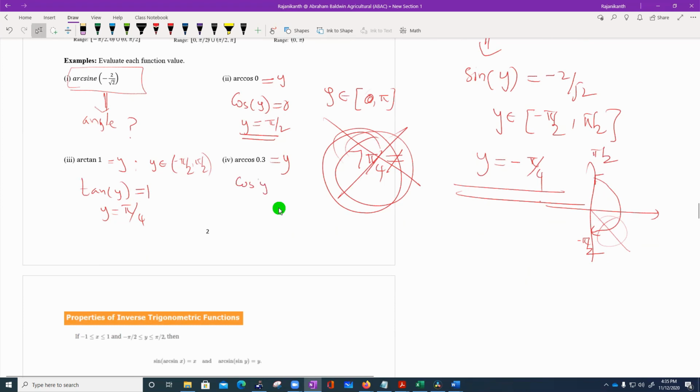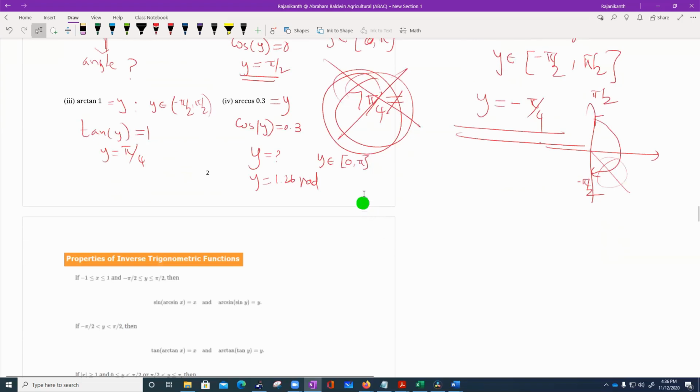Cosine of y should be 0.3. Okay, now ask yourself, what is the corresponding y value? Remember, your y should be, now the problem is cosine, so 0 to pi. Am I right? Remember, your y is in radians, 0 to pi. Pi is 180 degrees. Right. Do you see that, William?